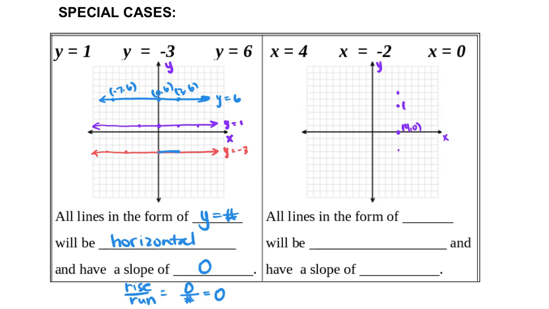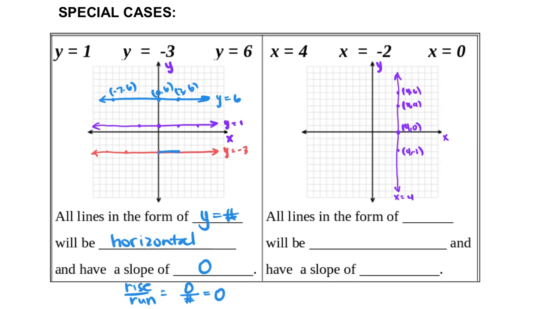This point right here is 4, 0. This point right here is 4, 4. This point right here is 4, 6. If I pick a point down here, that's going to be 4, negative 3. The x value is always 4 for a vertical line. We want to use a straight edge when we're graphing. So this is my line of x equals 4.